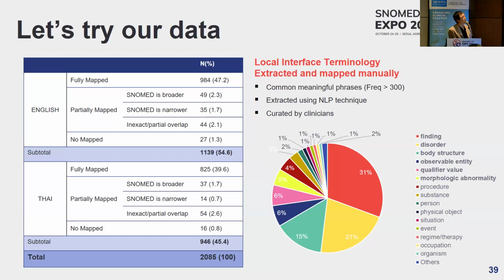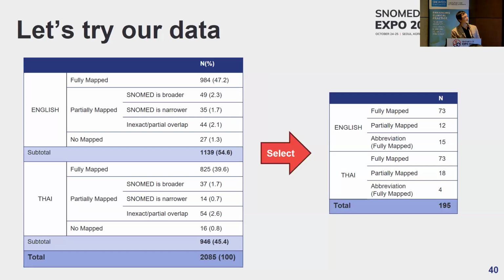So let's do it with our data. We use data that is manually extracted and mapped to SNOMED CT, and then we select the most common 30 phrases to use in this study. We have about 195 terms, of which 100 are English and another 95 are Thai. We also include some partially mapped terms and abbreviations, both English and Thai.